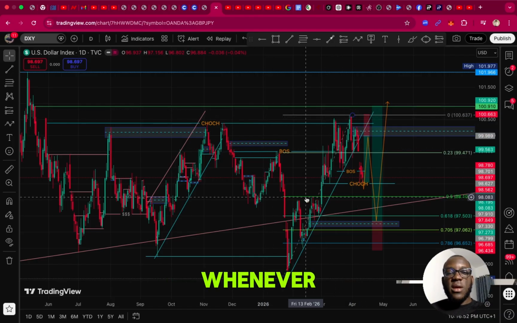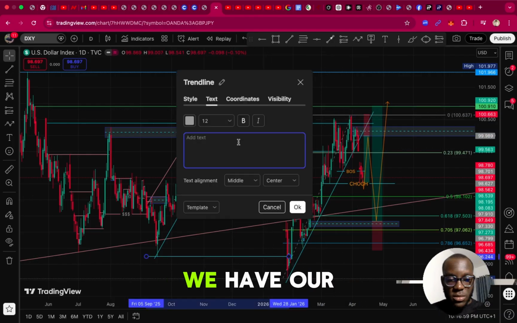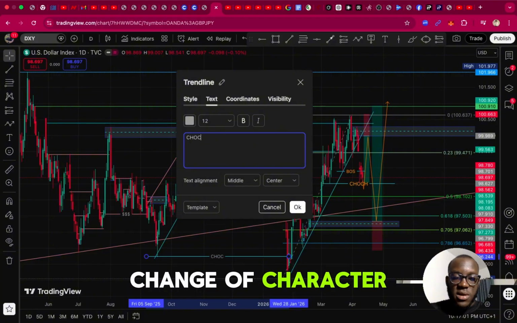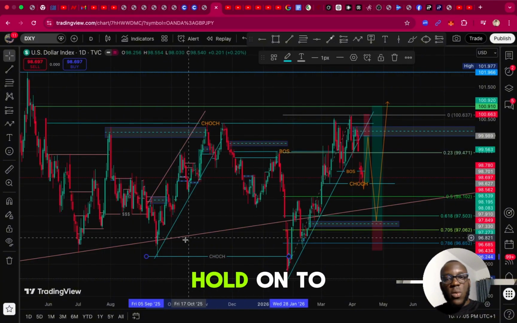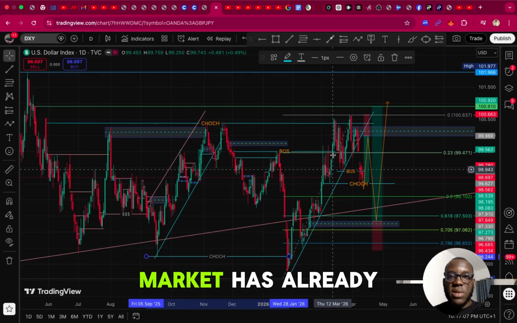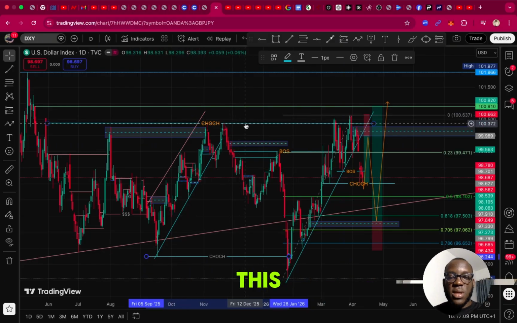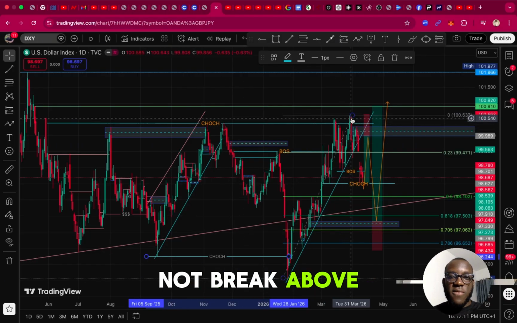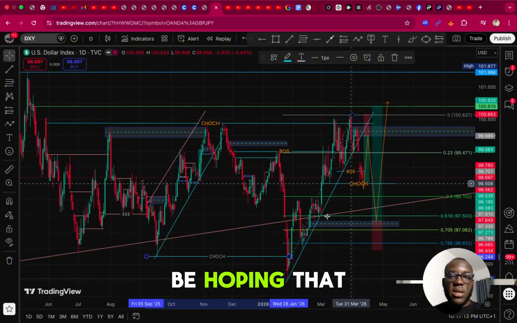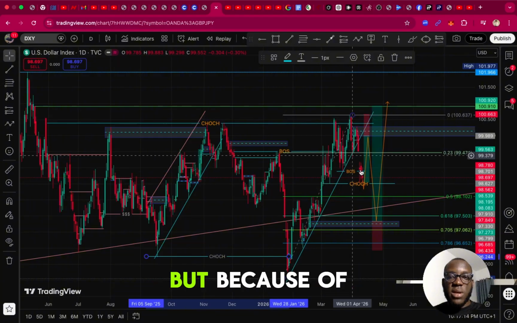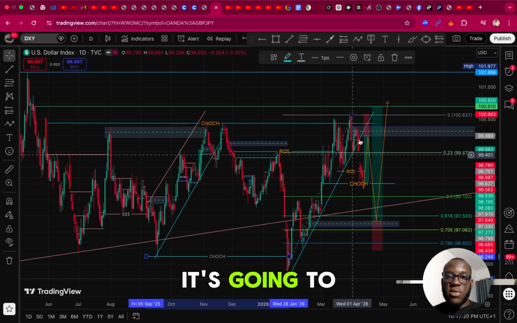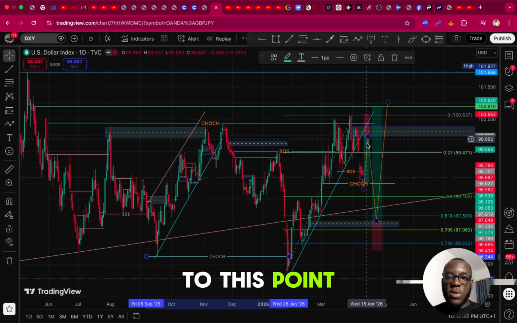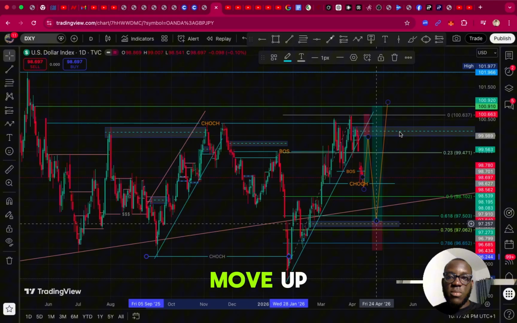Whenever you see that here, we also have a change of character here. But the reason why we couldn't hold on to this is because the market has already broken up to this. Had the market not broken above here, then we would still be hoping that the market should be dropping. But because of what we are seeing in the market right now, we feel that it's going to go up to this point, then drop down to here, then move on.